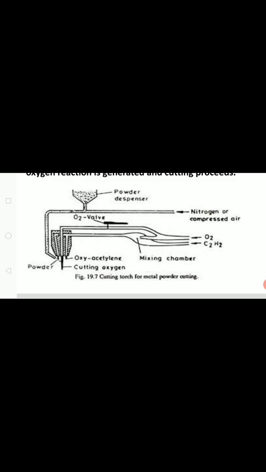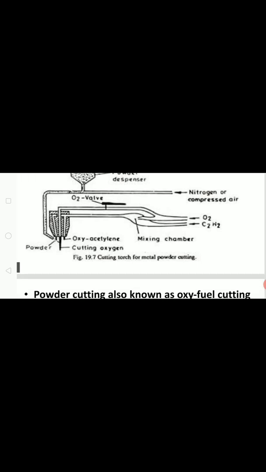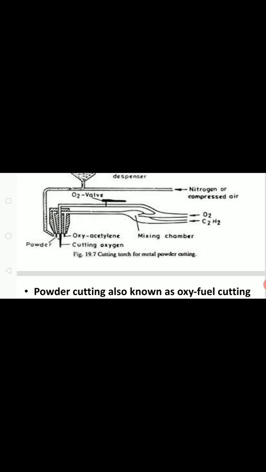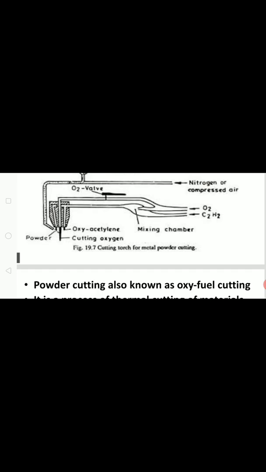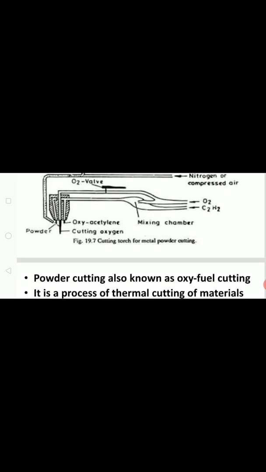However, oxygen and acetylene gases are supplied in desired ratios, along with nitrogen or compressed gas that flows with the metal powder collected in a hopper into the flame zone. Therefore it cuts with a high pressure. The principle of operation is shown here, and now we will discuss the operation.